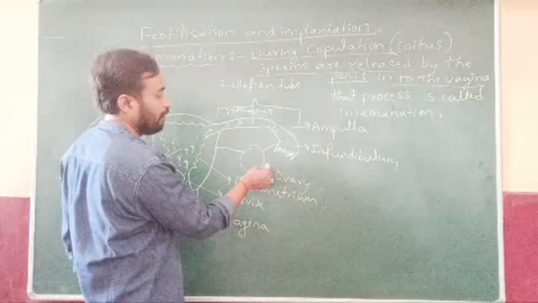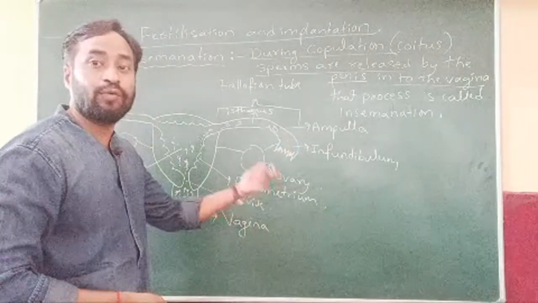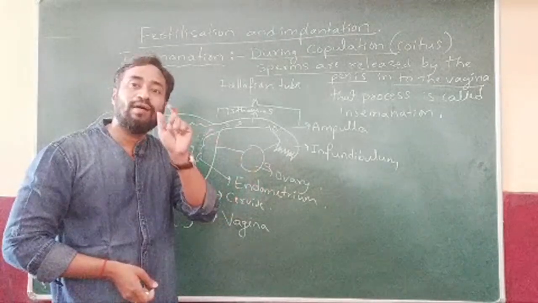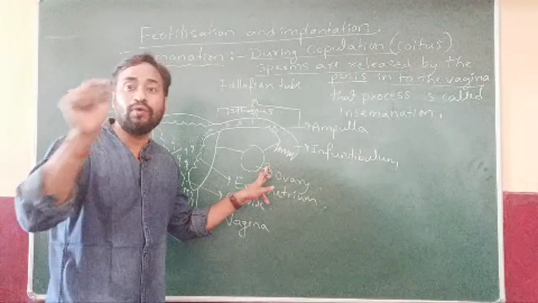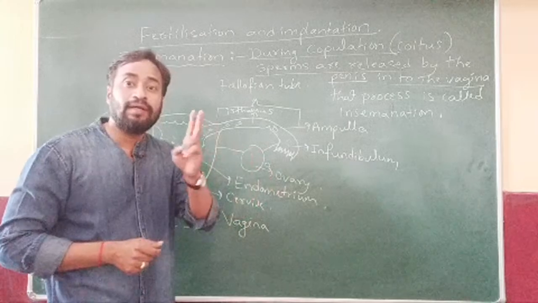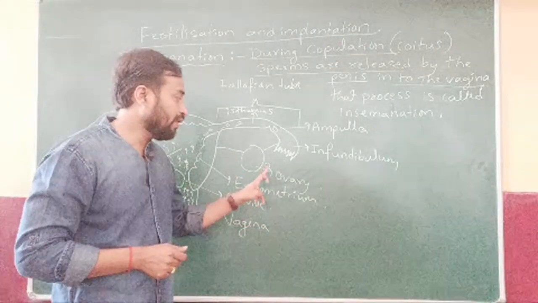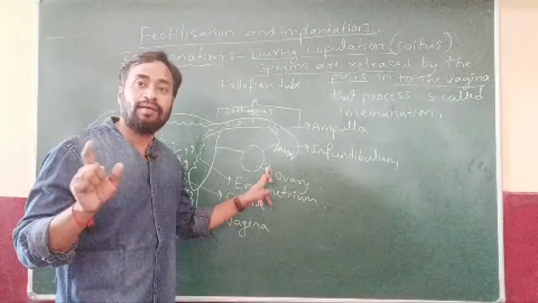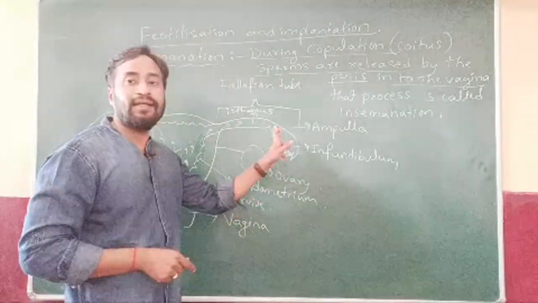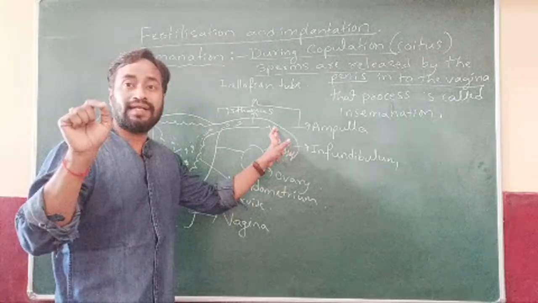Already in that region, the secondary oocyte. We can't term it as ovum now, because it is not a fully matured ovum. It is now at the stage of secondary oocyte, because it has not undergone meiosis II. We already studied the process of oogenesis. So that is why it is not completed; it has not completed meiosis II. That is why it is still at the stage of what? At the stage of secondary oocyte.